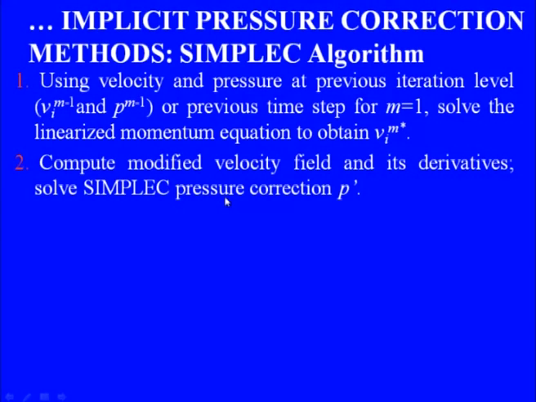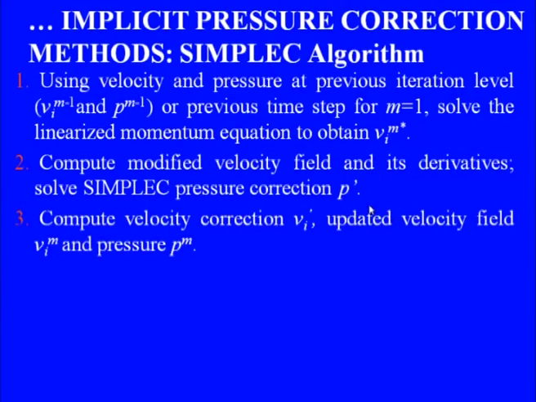I have put the word SIMPLEC to indicate that this equation is different from the correction equation, or Poisson equation, for pressure correction in the SIMPLE algorithm. So, let us call it the SIMPLEC pressure correction Poisson equation. Solve this equation to obtain P prime, and once we have P prime, compute the velocity correction Vi prime, then add this velocity correction to Vi m star to get the velocity field Vi m and pressure Pm.